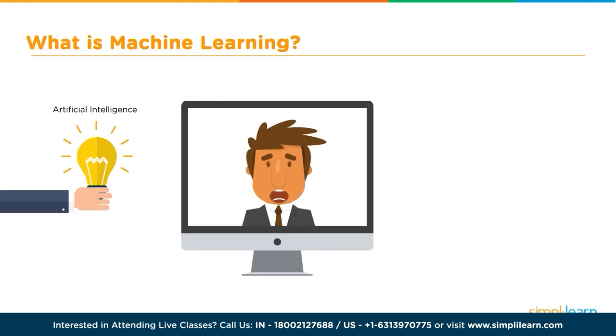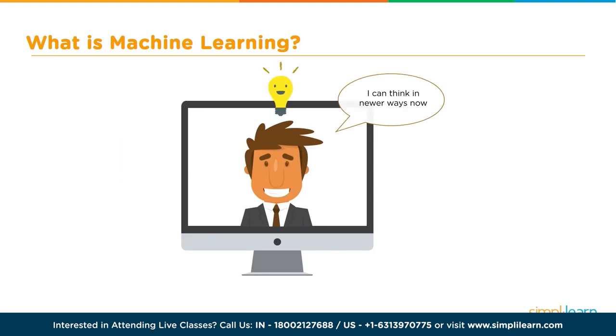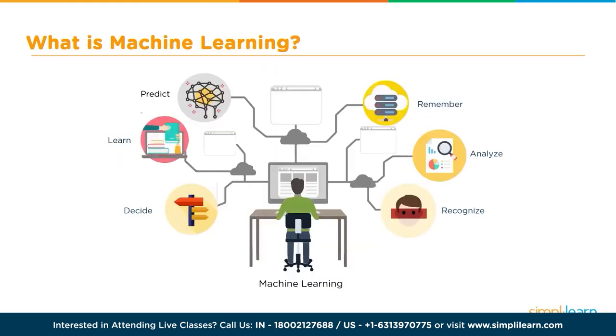And machine learning is a part of artificial intelligence. And now he gets a big smile on his face because now he has artificial intelligence to help him make his decisions. And they can think in new ways. So this brings in new ideas. So what is machine learning?